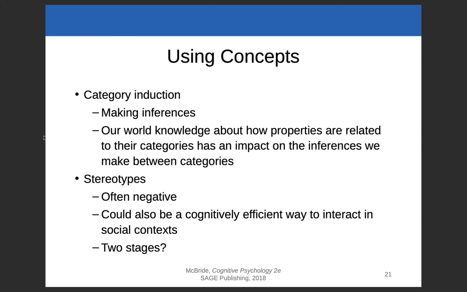So, category induction. One of the things that we can do is generalize from what we know about a category to a novel object. This is basically making inferences about things. For example, if I say, hey, can you come over to my house? I'm going to be going on vacation next week. Can you come to my house and look after my cat?